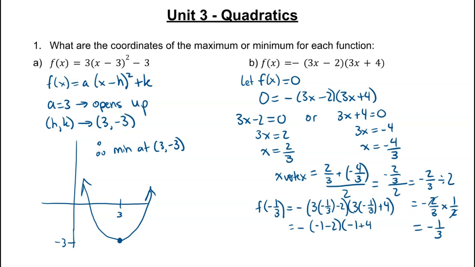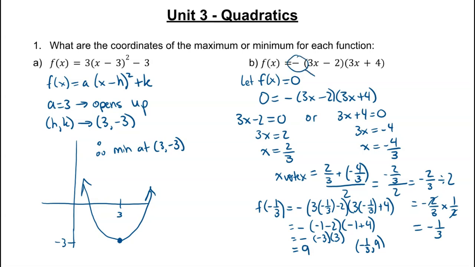And so we get negative 1 minus 2 and negative 1 plus 4 with a negative out front as well. So we get negative of negative 3 times positive 3. 2 negatives makes it positive, and we get positive 9. So that vertex is going to be at negative 1/3 and 9.